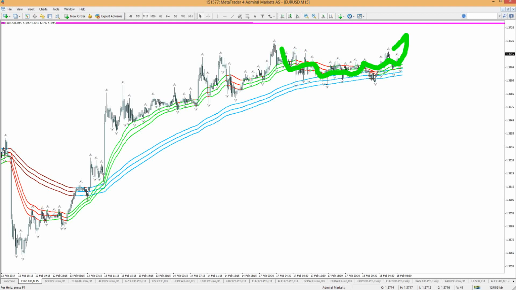and we're bouncing up and continuing. That's not a ranging environment. This is still a trending environment, which means for range trades, it would not be qualified as yet.